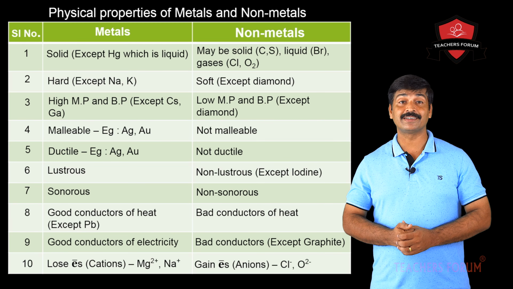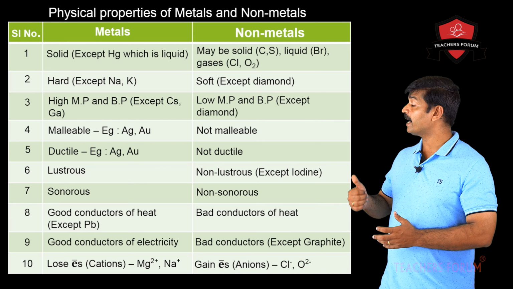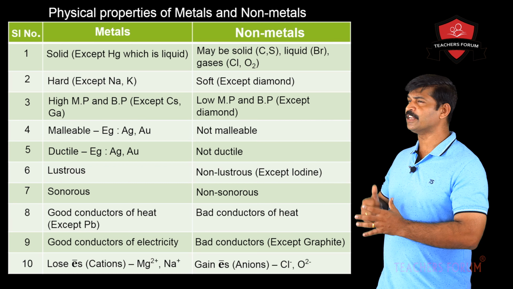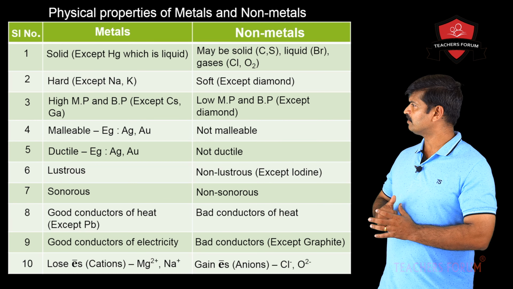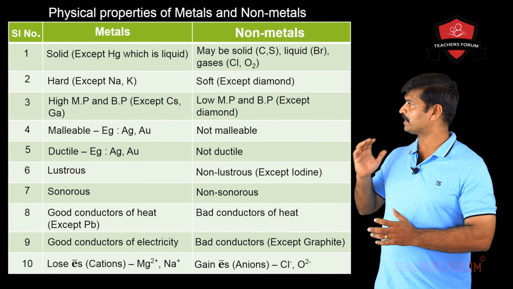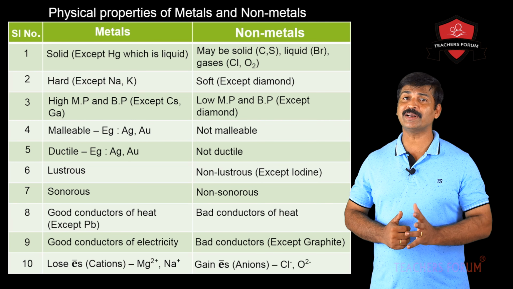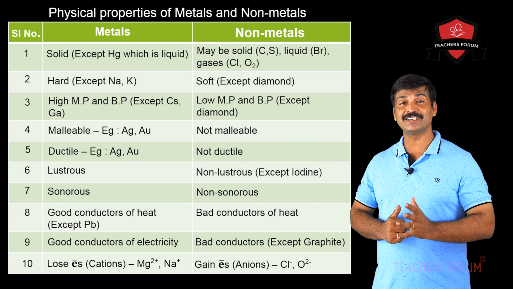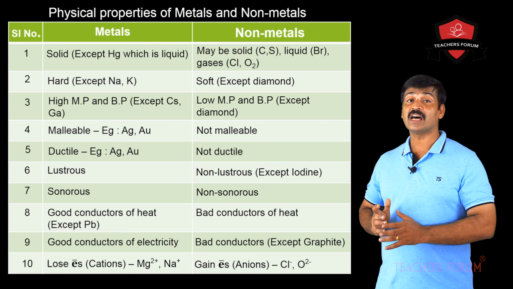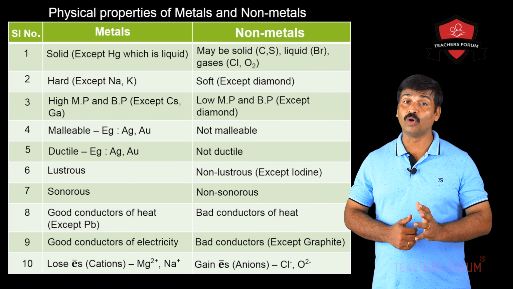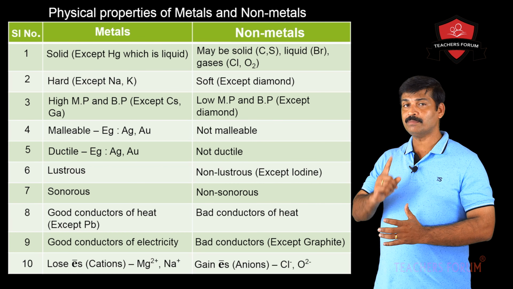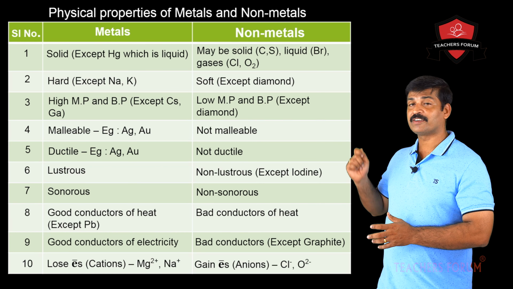So, these are the differences between metals and non-metals based on their physical properties. This topic is very important. In this discussion, you see, we come across some exceptions. You see, metals are solids, but there is one exception, that is mercury. All metals are solids, but mercury is a liquid. So, these exceptions are very important and you should know these exceptions, because for your examination, one question will be there surely from this topic.